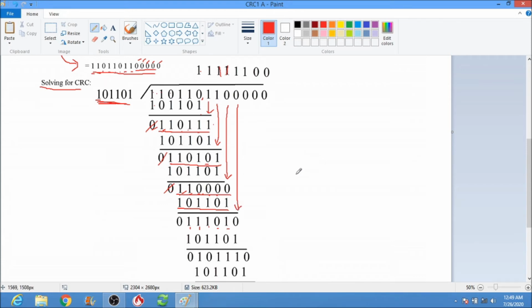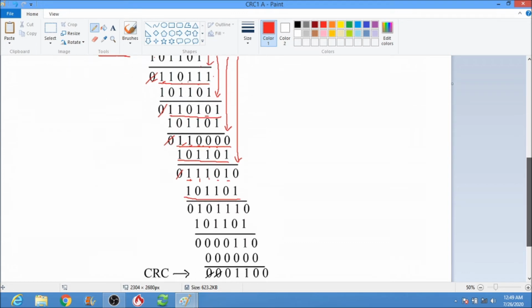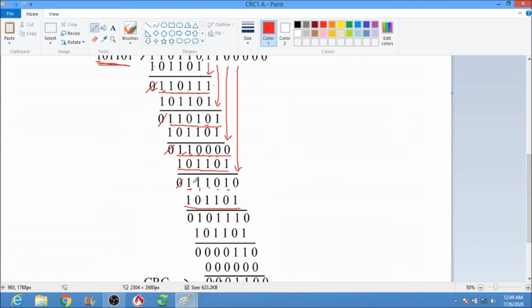Then we cancel out this one. Of course, the most significant bit is 1. So we simply write the quotient as 1. So this is 1 times this one. So we have 1, 0, 1, 1, 0, 1. And the next, we XOR again. So 1, 1, that is 0. 1, 0, that is 1. 1, 1 is 0. And 0, 1 is 1. 1, 0 is 1. 0, 1 is 1.